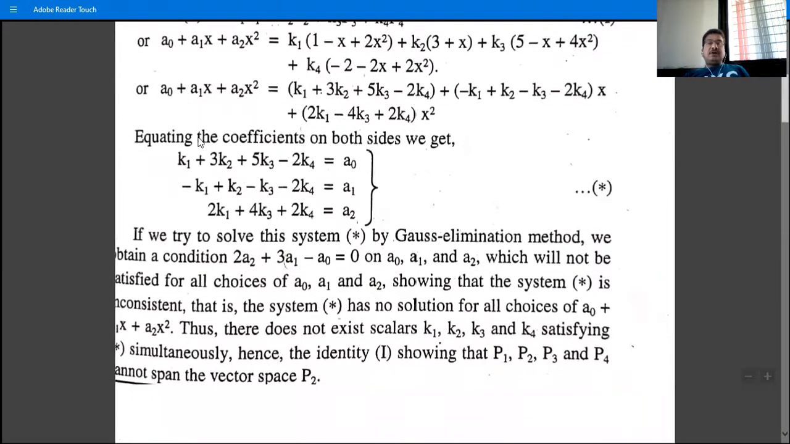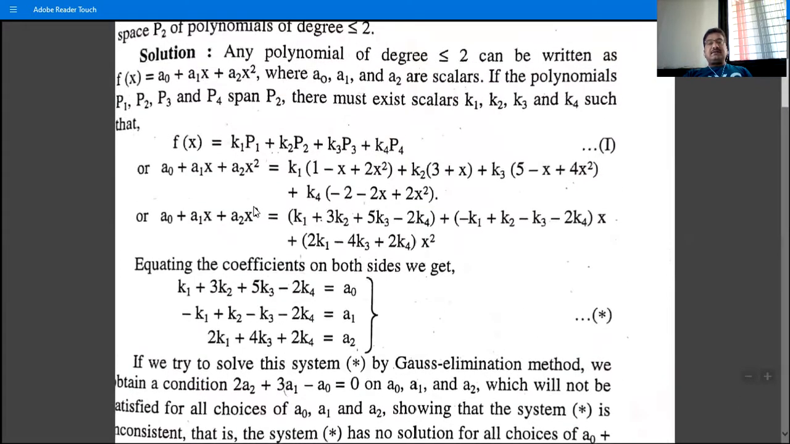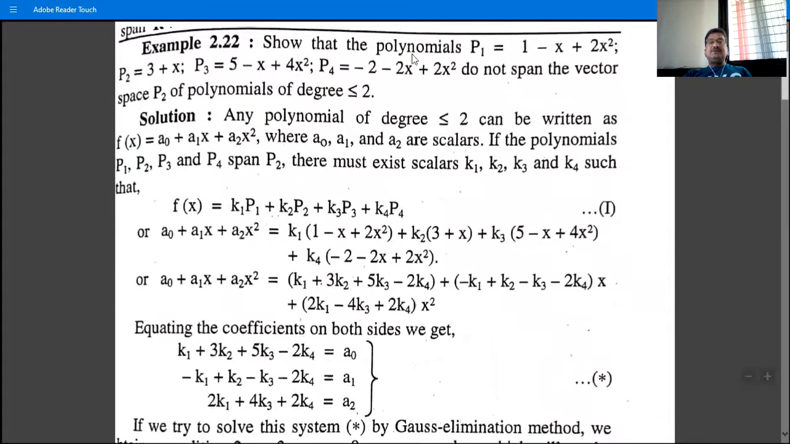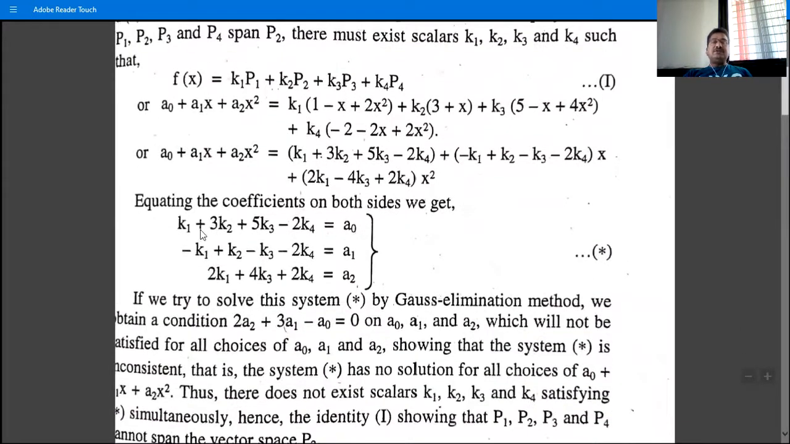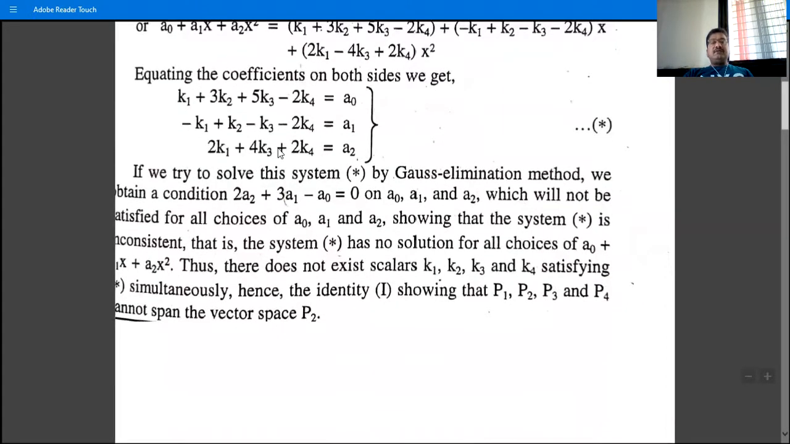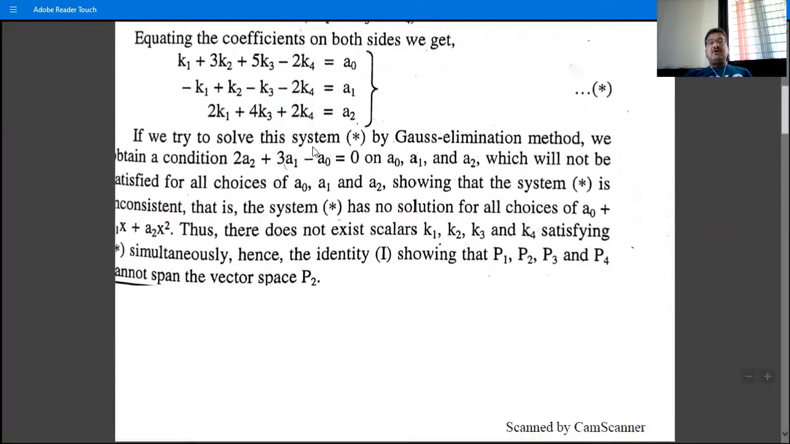Now we have to solve this system and find the values of k1, k2, k3, k4. If this system is inconsistent, then f(x) is not a linear combination of p1, p2, p3, p4, and we say these do not span vector space P2, because we have an element of P2 which is not a linear combination of them. So we will solve this system by using the Gauss elimination method.